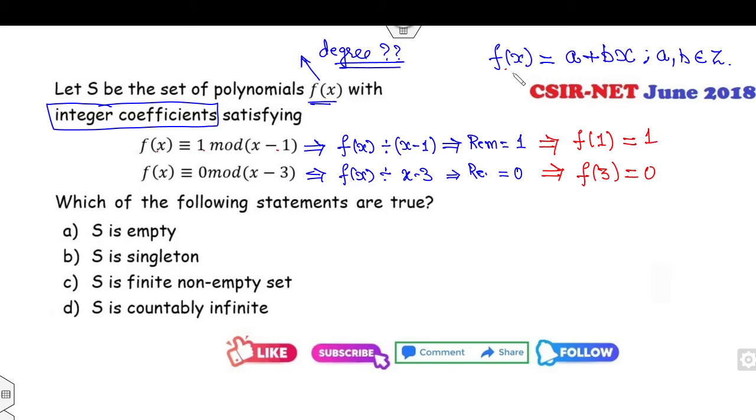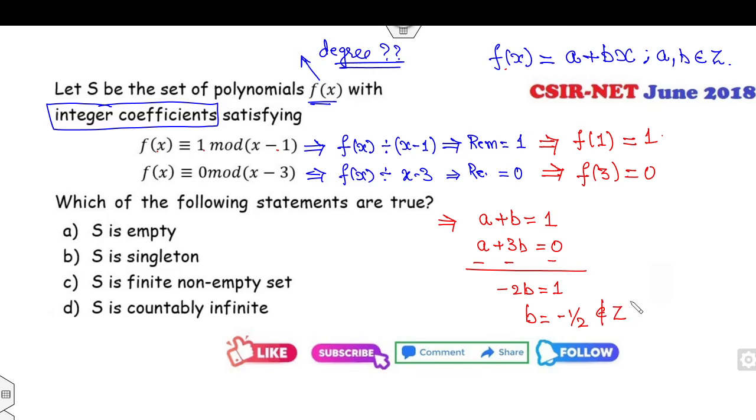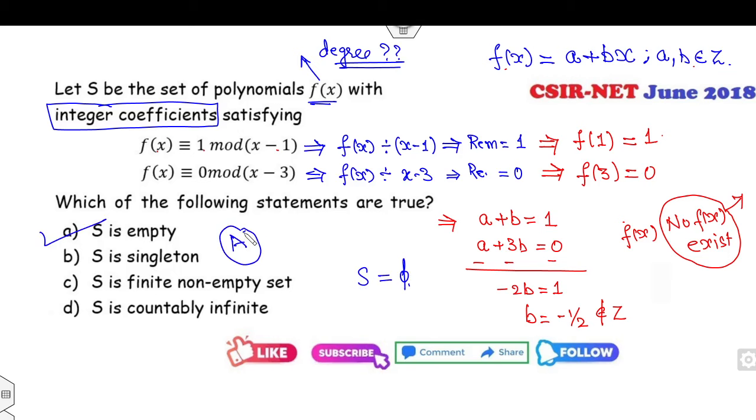So if I substitute this value in this expression, f of 1 is 1, so a plus b is 1, and f of 3 is 0. If you subtract them, what will happen? Minus 2b is equal to 1, b is equal to minus 1 over 2, which is not an integer, but I need an integer. So is there any such f(x)? That means there is no f(x) that exists. So once there is no f(x), what is the cardinality of the set S? It is an empty set. So A is the right answer of this problem.